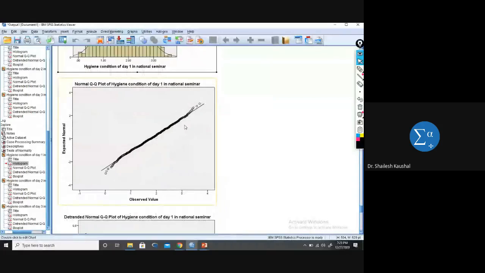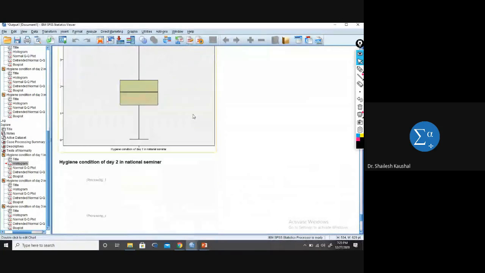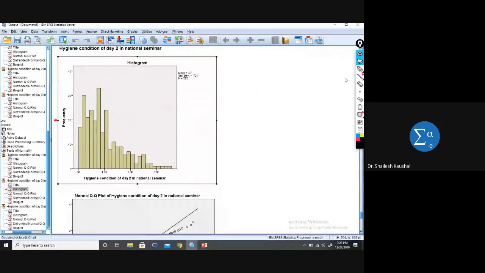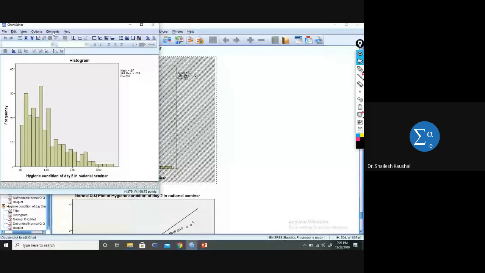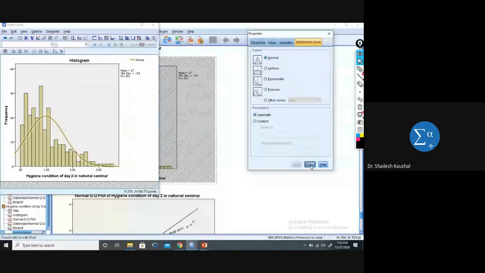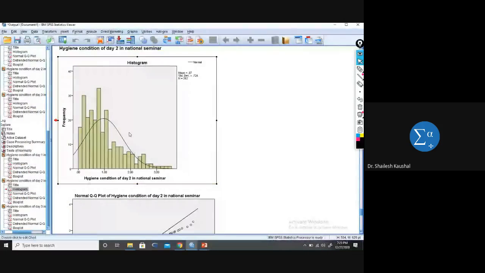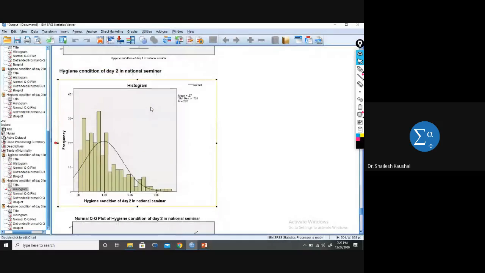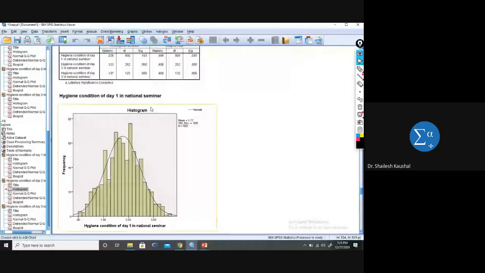Okay, and in this Q-Q plot, again all the observations lie on this axis, so it is normal. Now Day 2 data is not normally distributed. So I want to superimpose the normal curve: Elements, then Show Distribution Curve, and then close. So it is positively skewed. And our descriptive statistics also tell us the skewness of the data is positive, 1.081, a positive value.